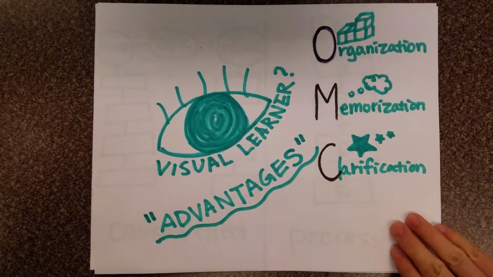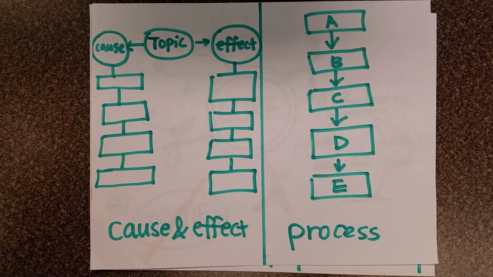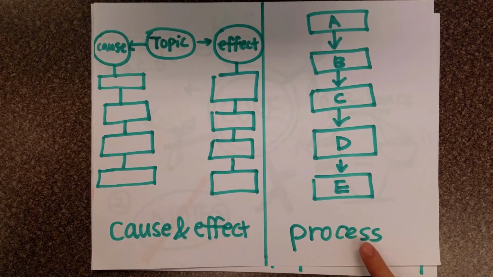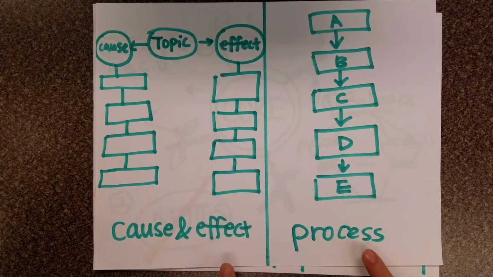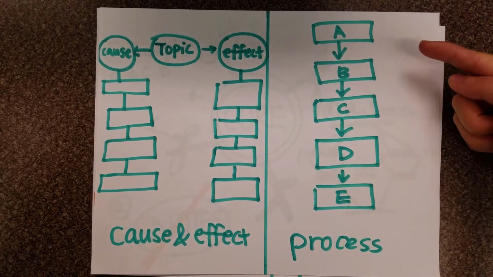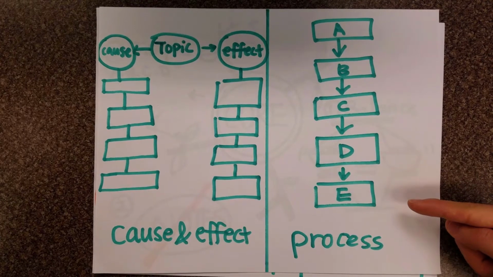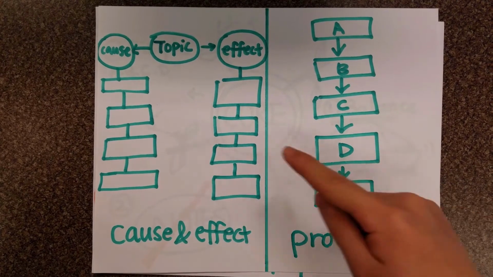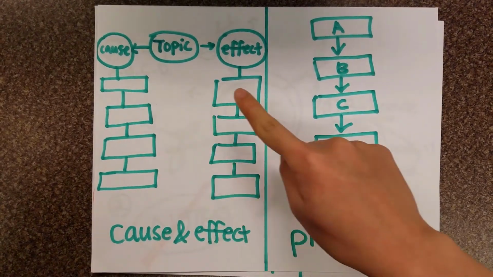We have 4 different types of visual maps. The first 2 are process maps and cause and effect maps. A process map should be used to show relationships between ideas, while a cause and effect map shows the cause and effect of a specific topic.